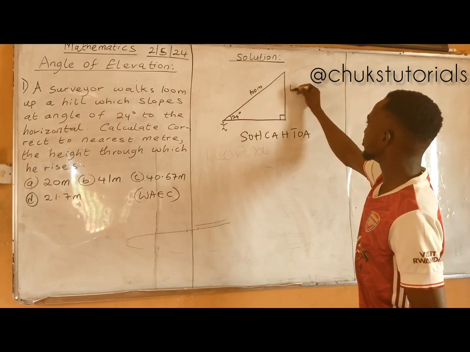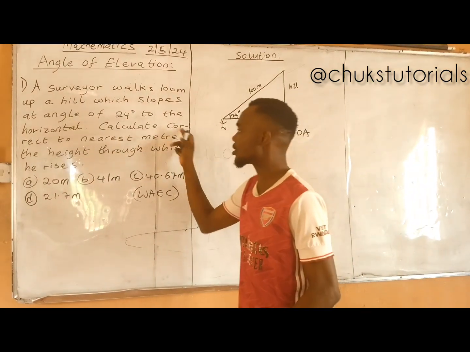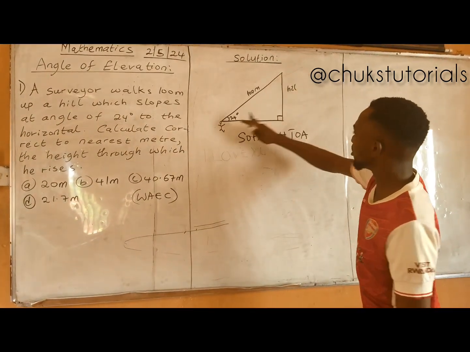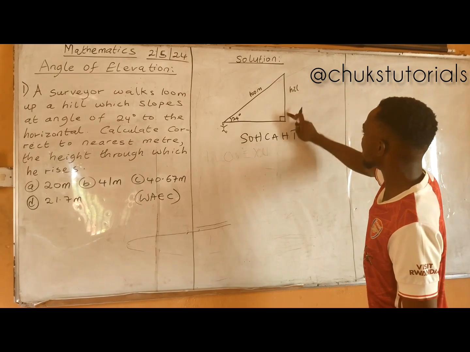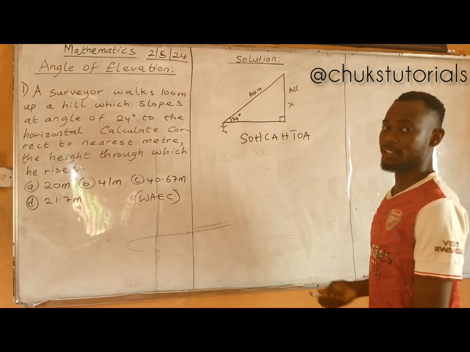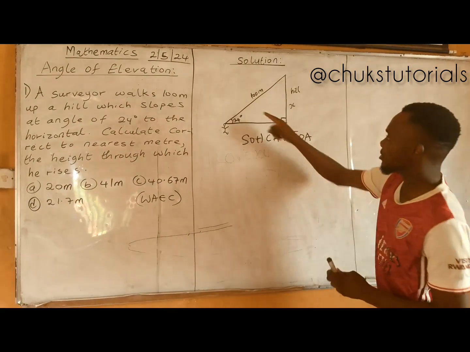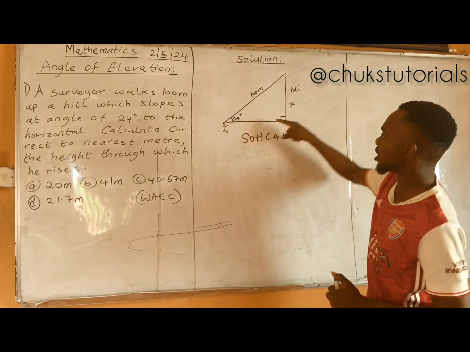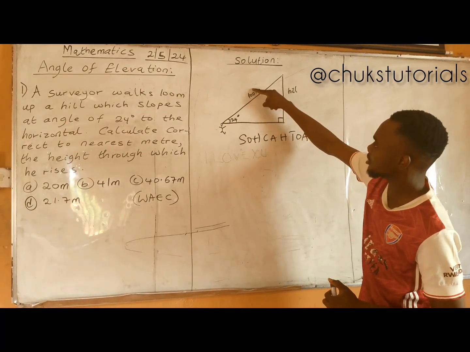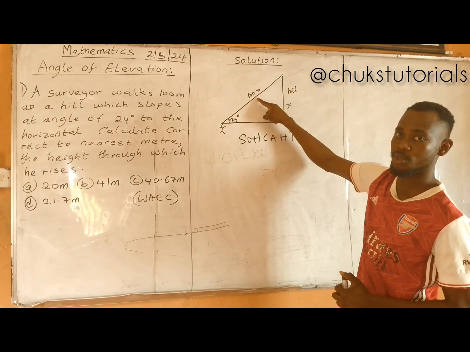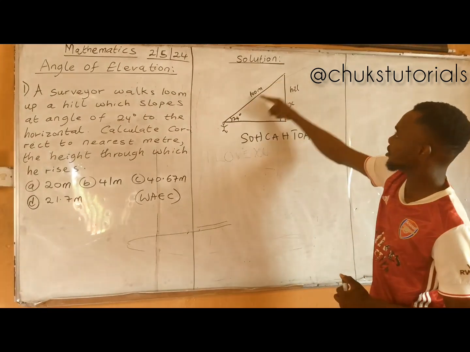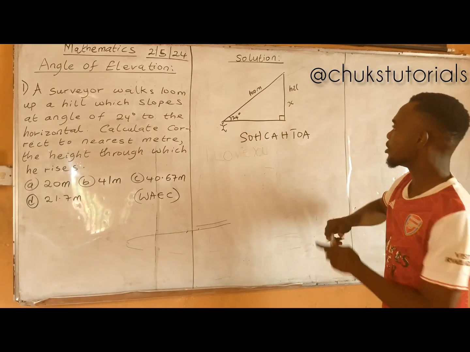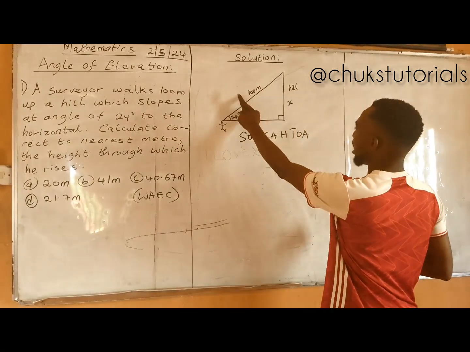Remember, this is the hill, and the question says calculate correct to the nearest meter the height through which he rises. So this is the height, because he rises from here. This is the height that he attained, which we can call x. Remember that wherever the angle is facing is called the opposite, and the longest side of the triangle, or wherever the right angle is facing, is called the hypotenuse. So we are looking for the opposite here, and we have the opposite and the hypotenuse.